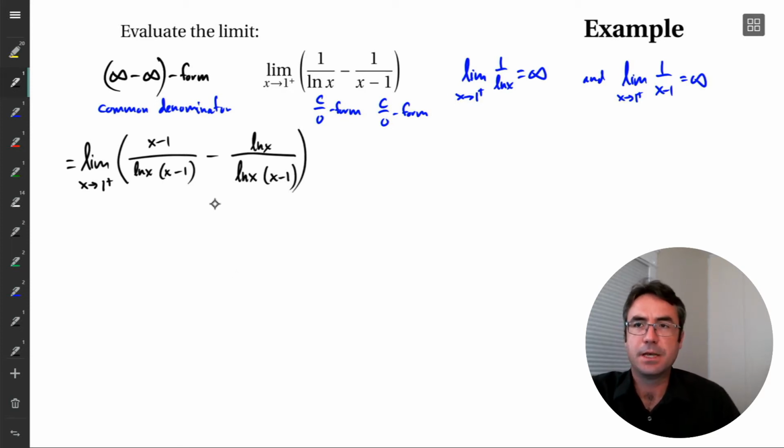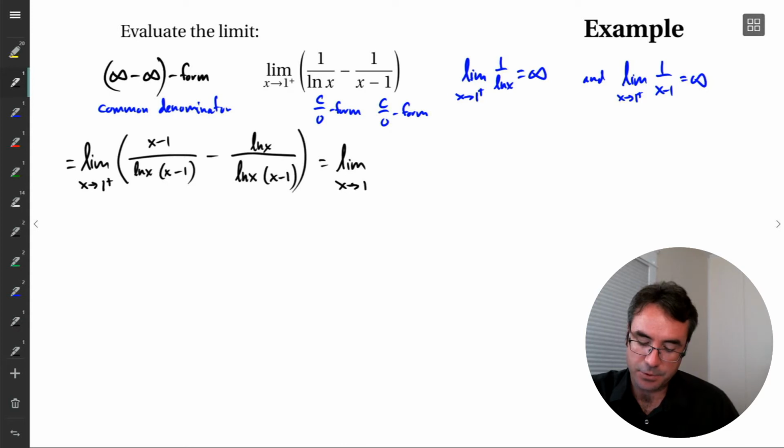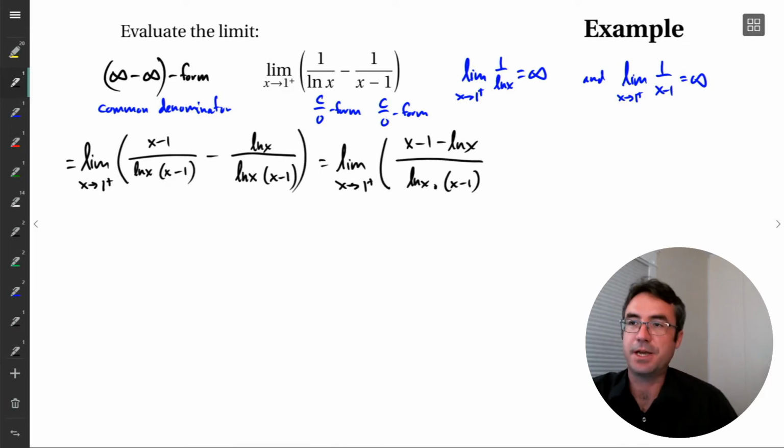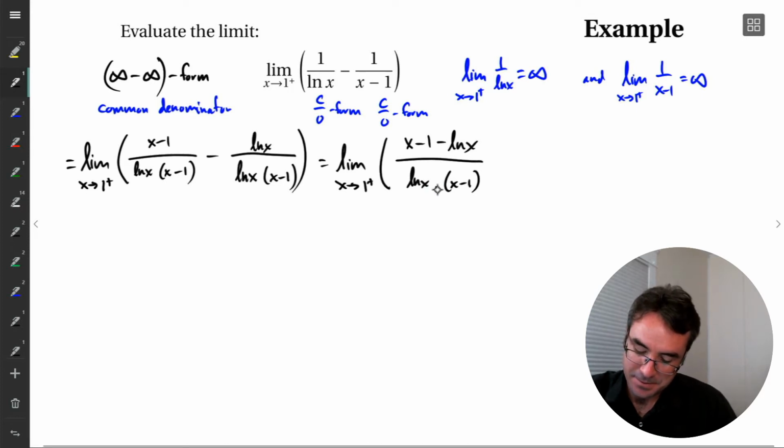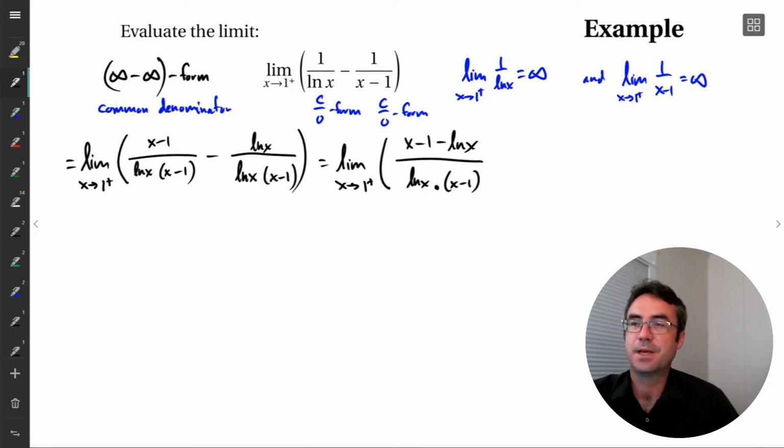All right. So now with these in common denominator form, I can actually combine them into one fraction. This is going to be the limit as x approaches 1 from the right of x minus 1 minus natural log x, all over natural log x times x minus 1. Get a good multiplication dot there. Sure, why not? All right, so now we've kind of changed our function a little bit. We've rewritten it. So let's see what's going on now.